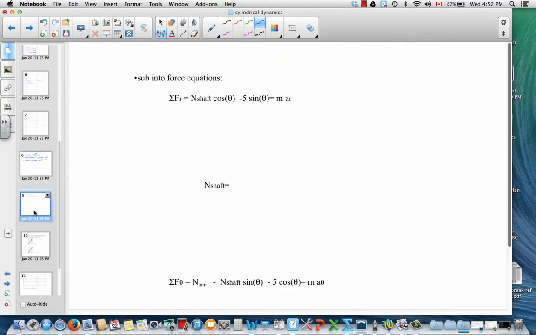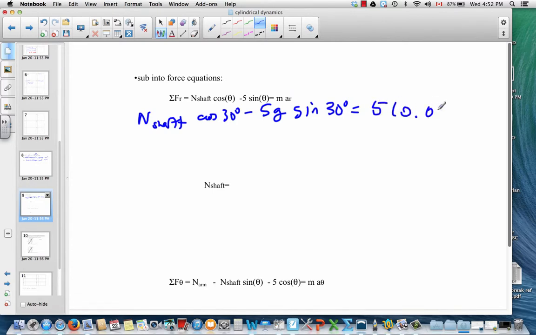So now that we've done our kinematics, we're now in a position to calculate our forces. So the angle of interest was 30 degrees. So we could substitute in 30 for the angle, 9.81 for the gravity field, the mass of 5 kilograms, and then this radial acceleration that we just calculated, 0.00765, and then you can solve for the normal force from the shaft. I get 28.36 newtons.